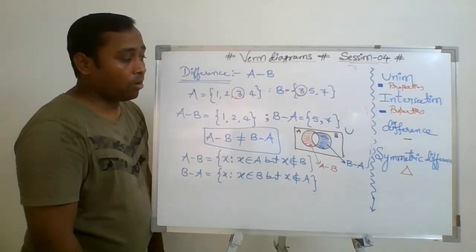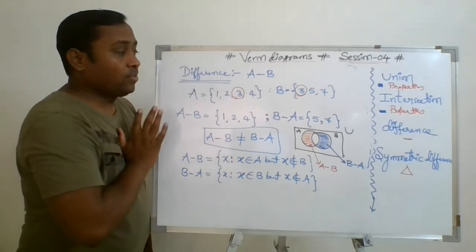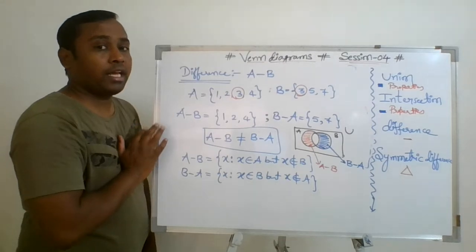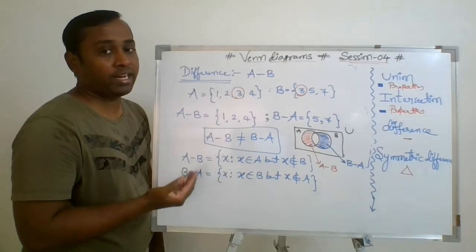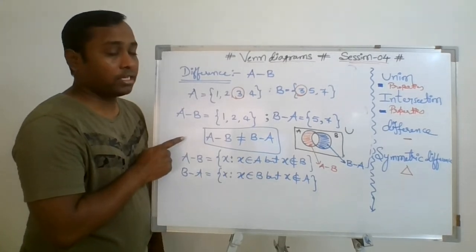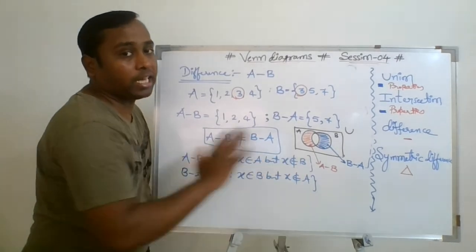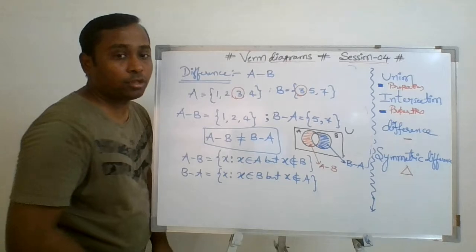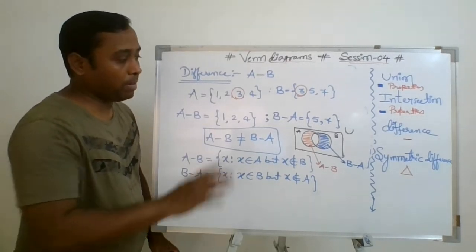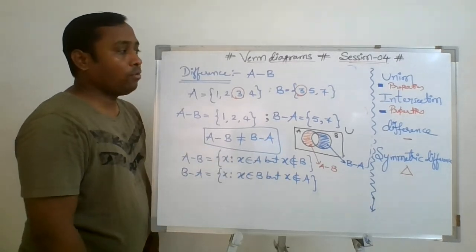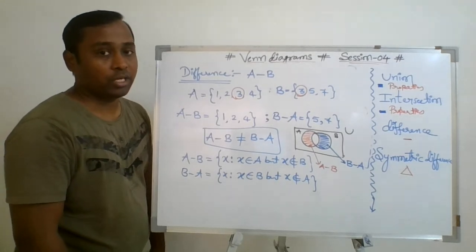So hence, A minus B means set elements which are in A but not in B. B minus A means set elements which are in B but not in A. That can also be represented in various forms: roster form, set builder form and through Venn diagrams. So this is a general representation of the difference of two sets, A minus B and B minus A. Now we are going to understand the last concept of today's session, that is symmetric difference.